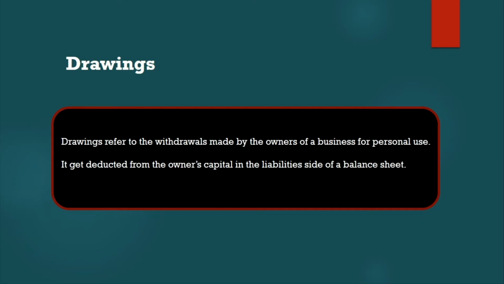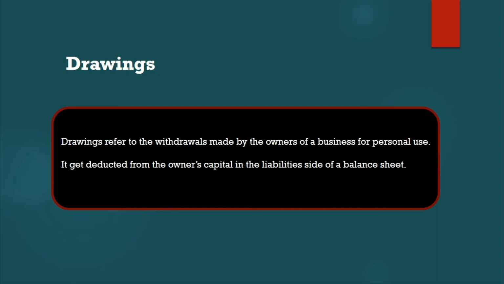Okay, what is going to happen? It is deducted from the owner's capital on the liability side of the balance sheet. So the capital, we have to minus the drawings in the balance sheet. So drawings is taking money from capital. Who is taking? The owner is taking. You understand? In a simple way, drawings means the owner taking money from the capital.